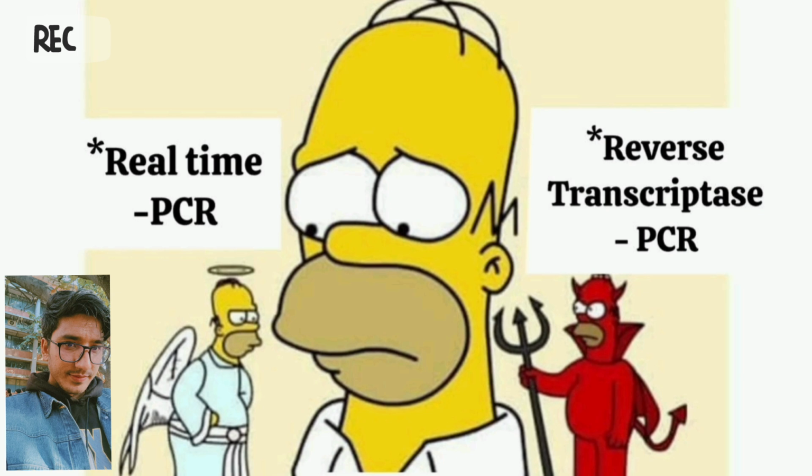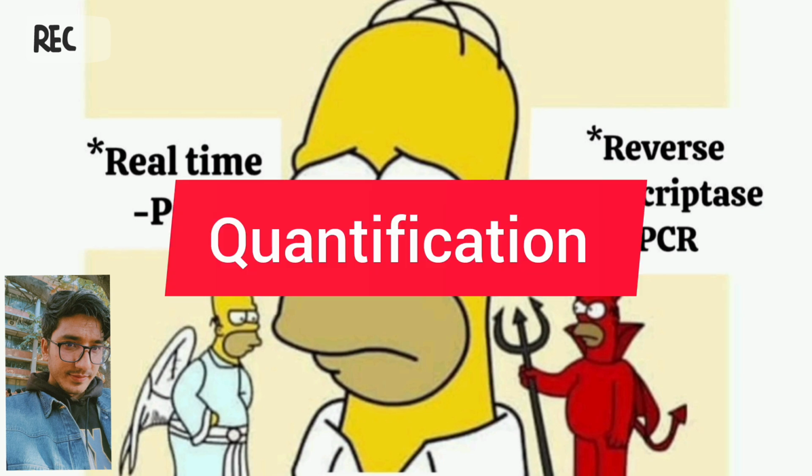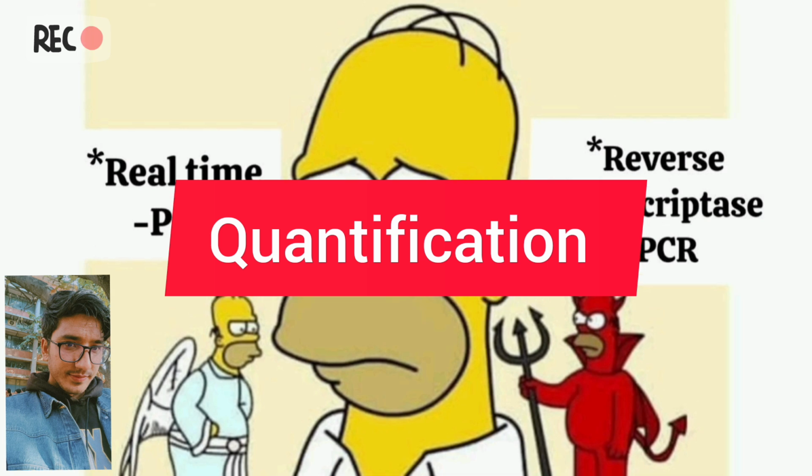What does qRT-PCR quantify, and what does reverse transcriptase PCR quantify? Real-time PCR generally quantifies at each cycle based on the fluorescence, and RT-PCR quantifies the amount of cDNA at each cycle based on fluorescence.